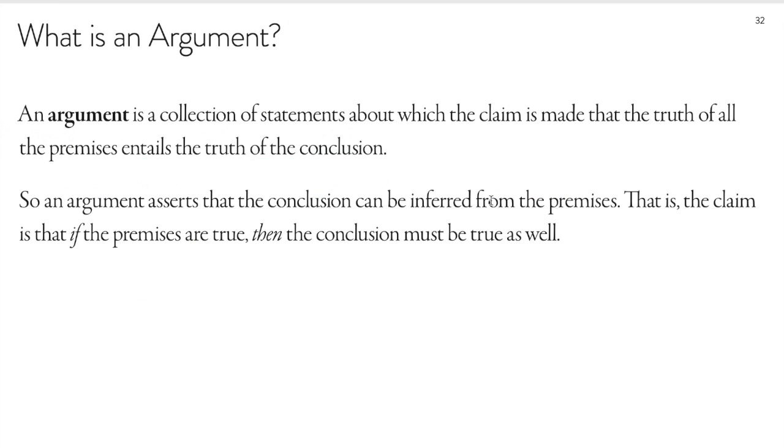And so I'll conclude this video with the question, what is an argument? An argument is a collection of statements about which the claim is made that the truth of all the premises, remember the premises are the reasons, the evidence, the support, means that you can trust or believe the conclusion. Now, this should sound familiar from Mr. Green's video you just watched. That's the idea of arguments, and especially validity: the premises are supposed to entail the truth of the conclusion. So the argument is asserting that the conclusion can be inferred from the premises. That is, an argument claims that if the premises are true, then the conclusion must be true as well.